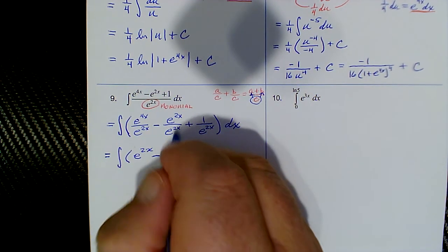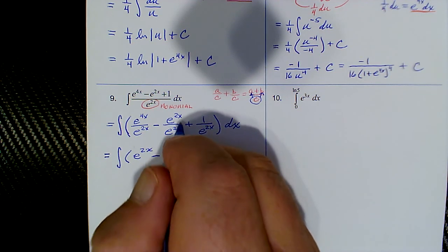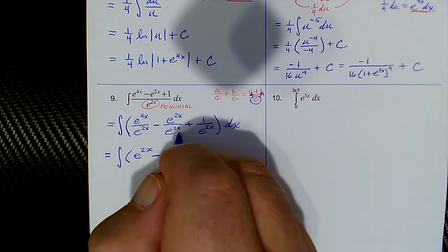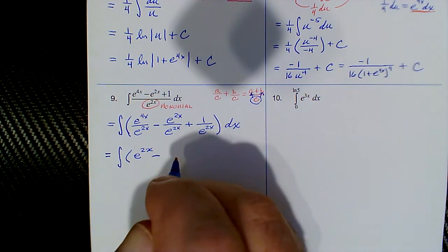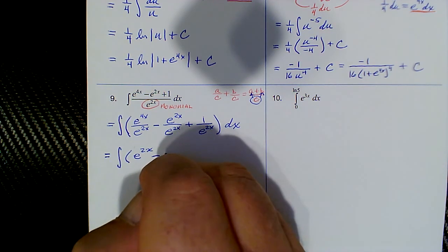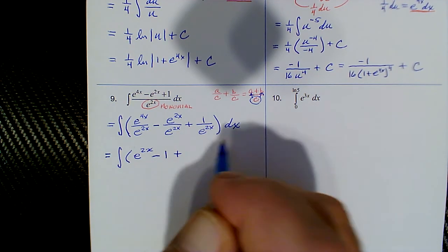Minus, I think most people would just simply think of canceling here, and that gives us 1. But if you wanted to think of dividing common bases, subtracting the exponents, we would get e to the 2x minus 2x, which is 0, so e to the 0, which is 1.